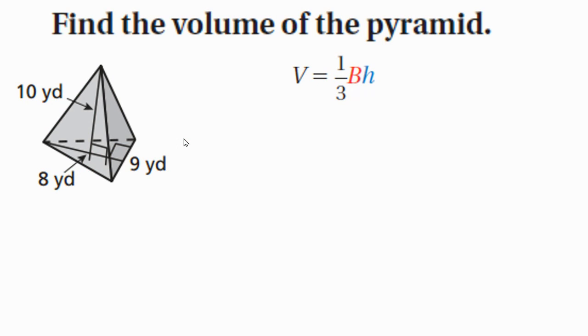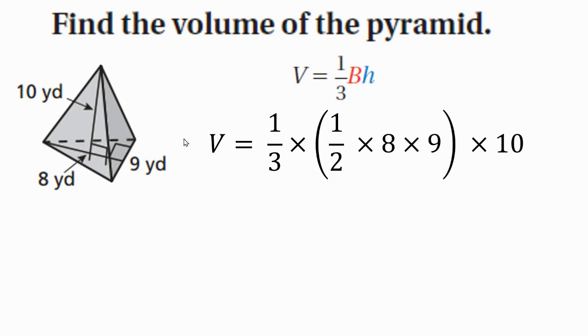So this is another triangular pyramid. It's going to be 1/3 times 1/2 times 8 times 9. Remember, 1/2 is the same as dividing by 2. And we times that by 10. And you get 120 yards cubed. Remember, volume is always to the third power.